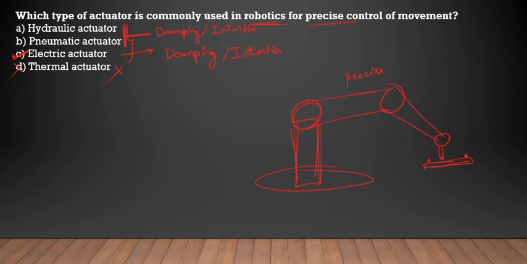So in order to reach precise control of the movement of robotics, we use electric actuators. So please take this as the right option, guys.